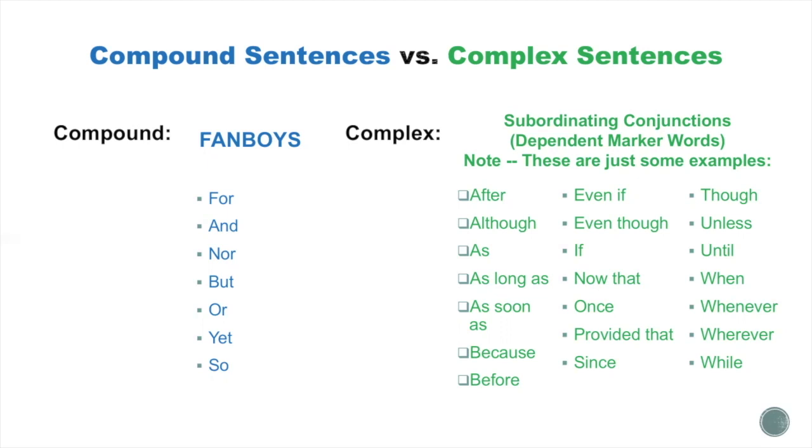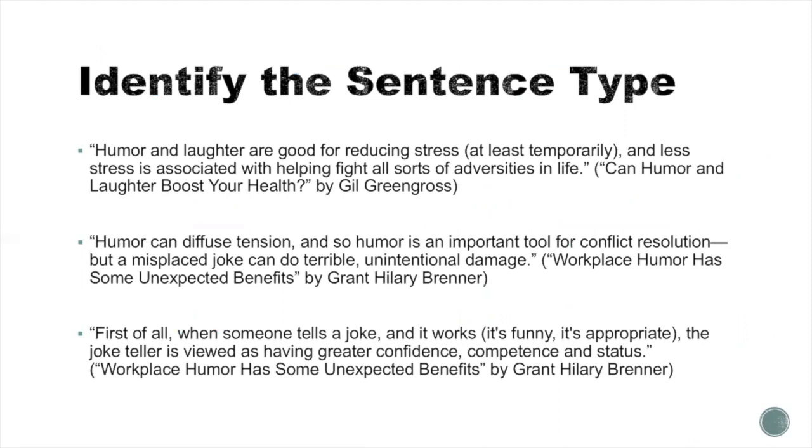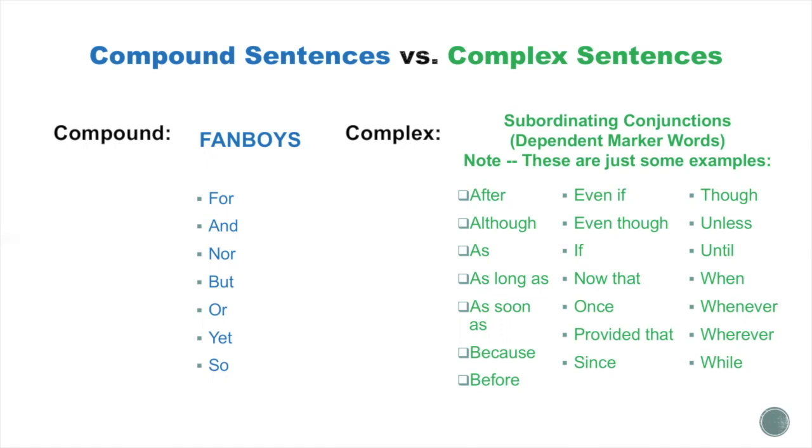Great. All right. So let's look at some quotes from the pieces we've been reading, and let's try to identify the sentence type. So remember, I'm going to go back just for a moment. Compound sentences have a fanboys word, or at least one fanboys word. They may have more. And they have at least 2 complete sentences that we could pull out of the compound sentence. And we could take out the fanboys word and place a period there instead. And complex sentences, again, have at least 2 simple sentences that we could pull out of the sentence, and at least one of these dependent marker words.